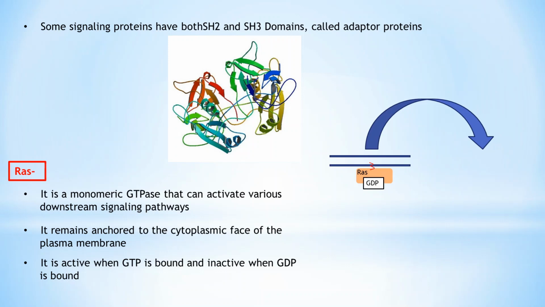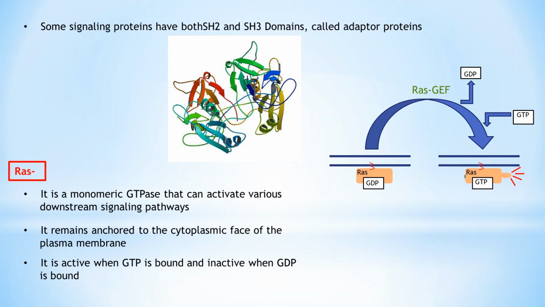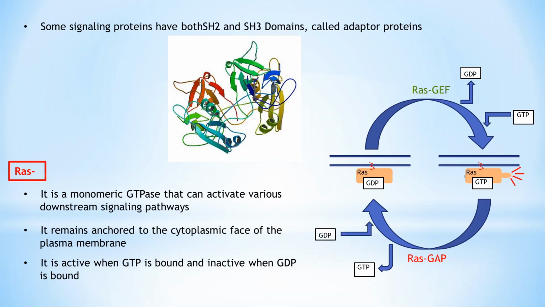Here we can see that the RAS guanine nucleotide exchange factors or RAS GEF proteins stimulate the dissociation of GDP, leading to the uptake of GTP from the cytosol. This activates RAS, while the RAS GTPase activating proteins or RAS GAPs increase the rate of hydrolysis of bound GTP and thus inactivate RAS. RAS GAP does not work on hyperactive mutant RAS. As a result, the RAS remains active for a long period, leading to cancer.